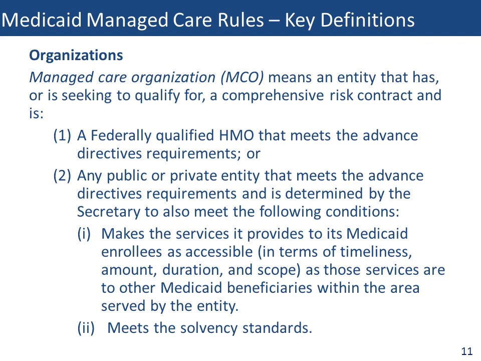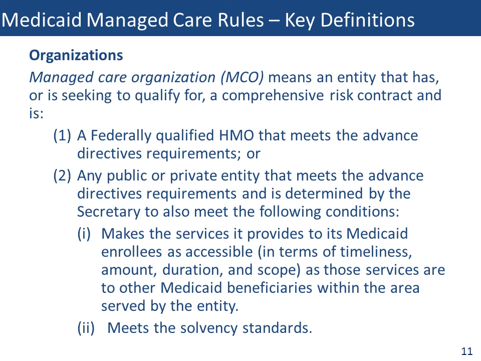So specifically, we're going to talk about some of the key definitions in managed care. So one of them is around organizations: what is Medicaid managed care? What is an MCO, a managed care organization? It means an entity that has or is seeking to qualify for a comprehensive risk contract and is a federally qualified HMO that meets the advanced directive requirements, or any public or private entity that meets the advanced directive requirements and is determined by the Secretary to also meet the following requirements. So we'll talk about there.